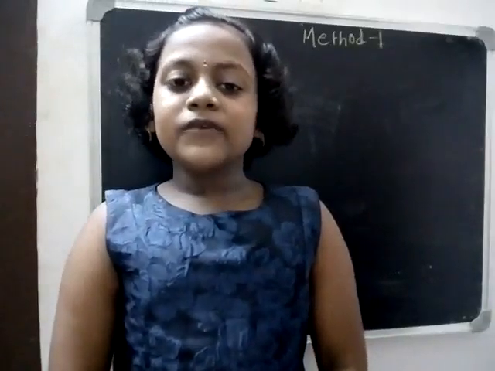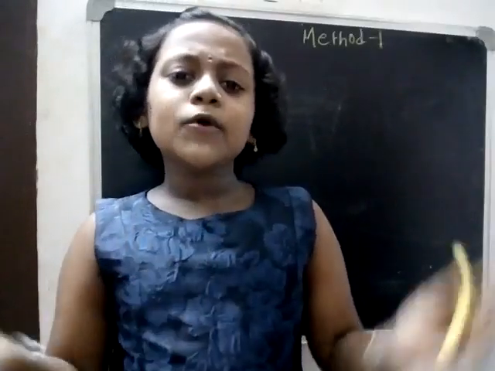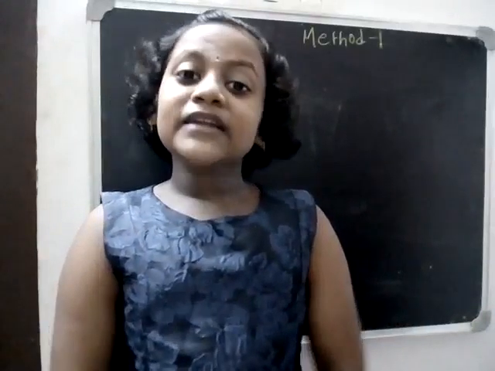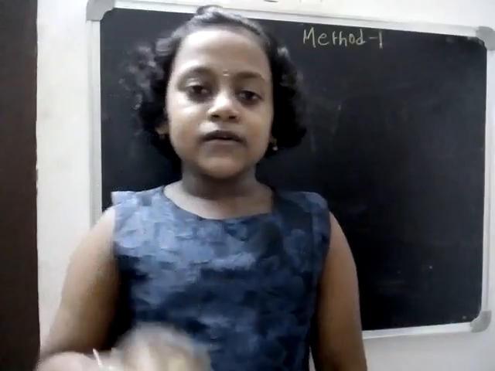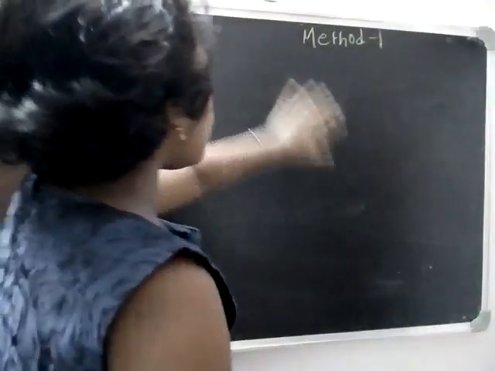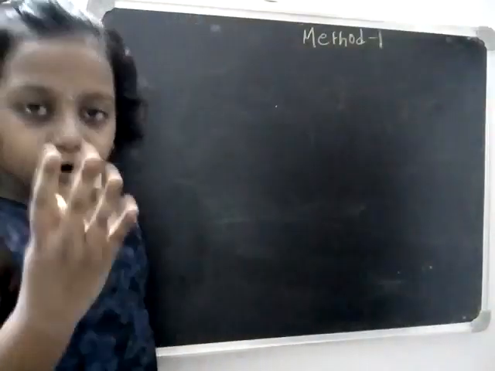Today I came up with cube. I have learned some more methods of cube, and there are three methods. Today I am going to explain only one method. So, method 1. In method 1 there are 4 types.